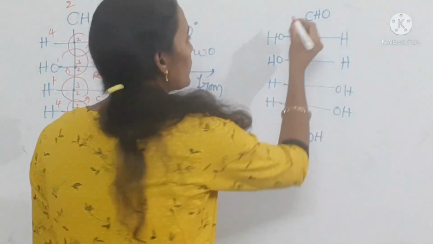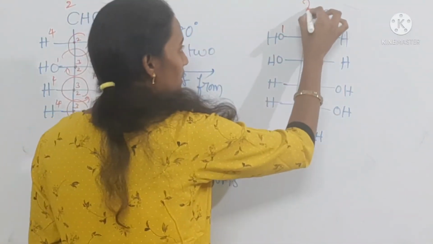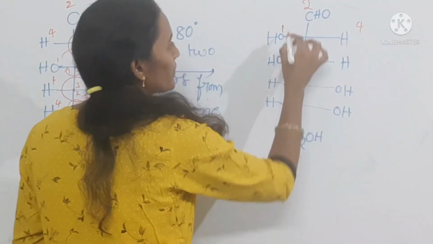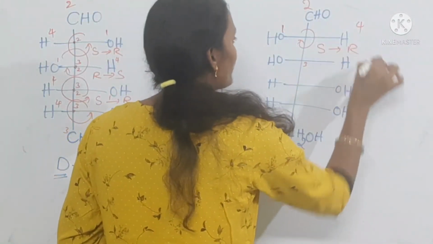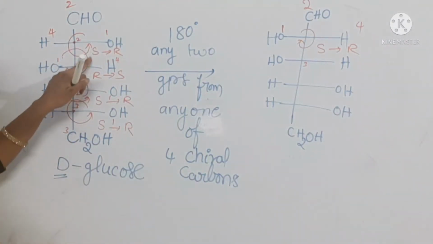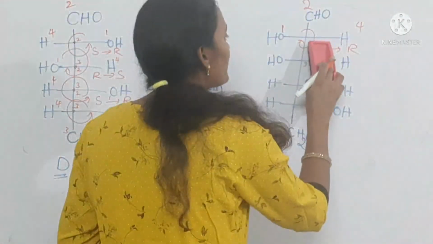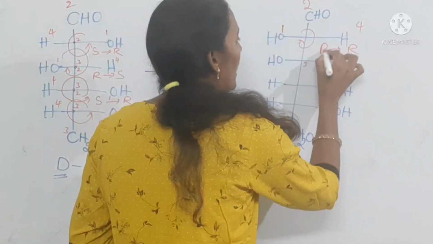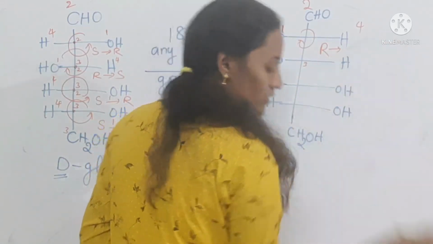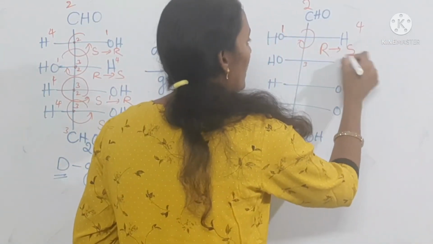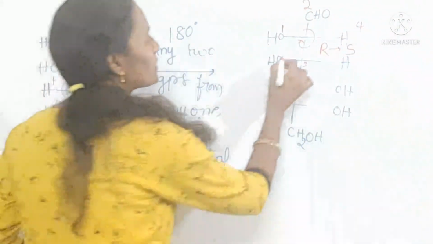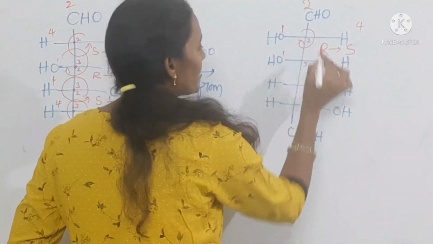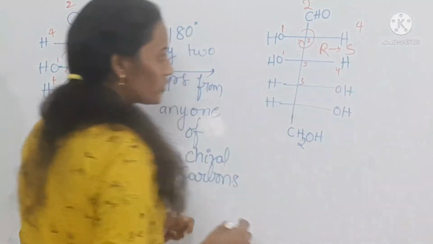What will you get? Once observe, this will get first priority, second, third and fourth. So this is in clockwise direction, so the configuration is R. Sorry, clockwise direction means R. But R becomes S because the hydrogen is on a horizontal plane. Next one: this is first priority, second priority, third priority, and this one is fourth priority.